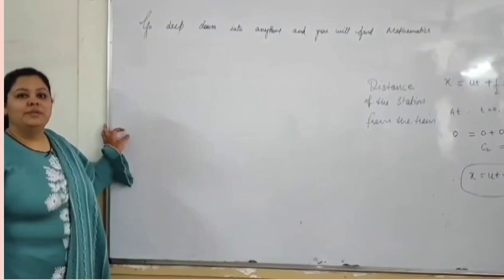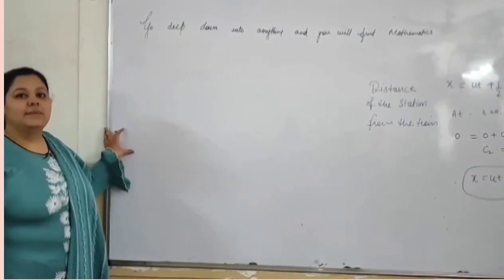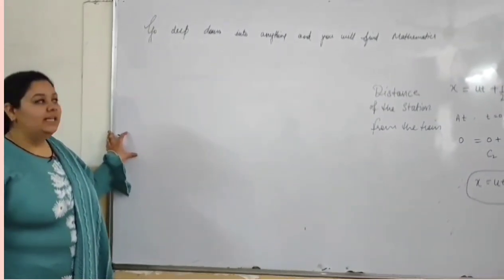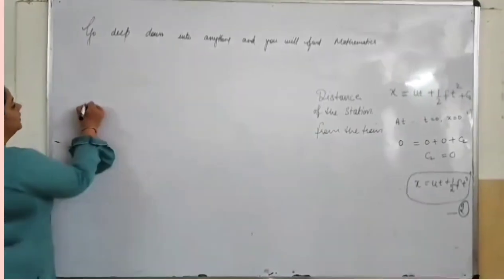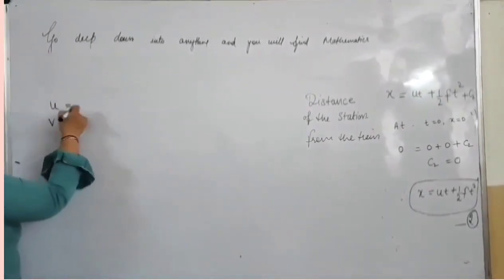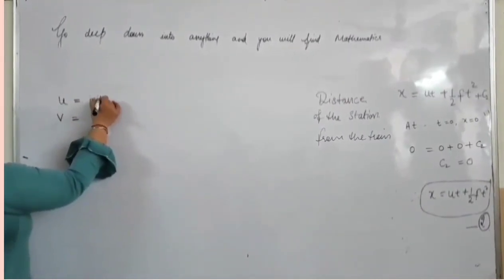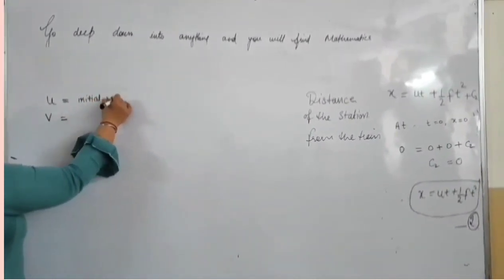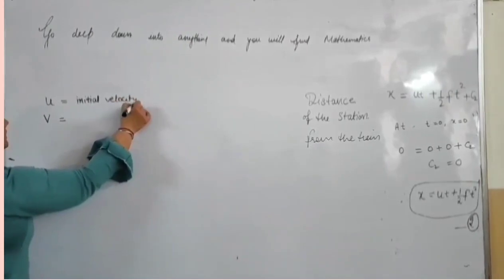I am Rajni. Today we will do some basic concepts in dynamics. For that, we will first use basic notations that are used in dynamics. First one is U. U is used to denote initial velocity.